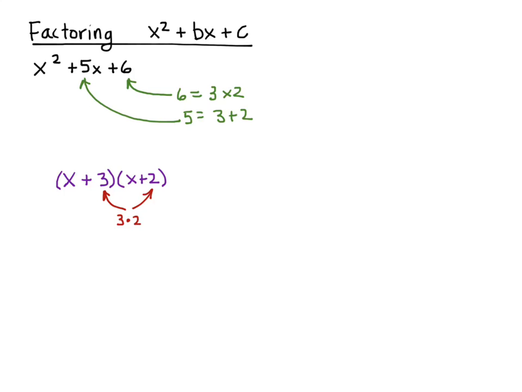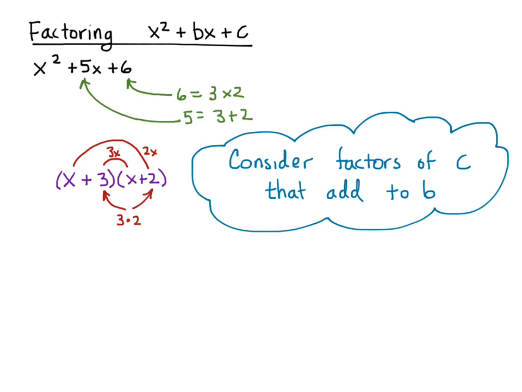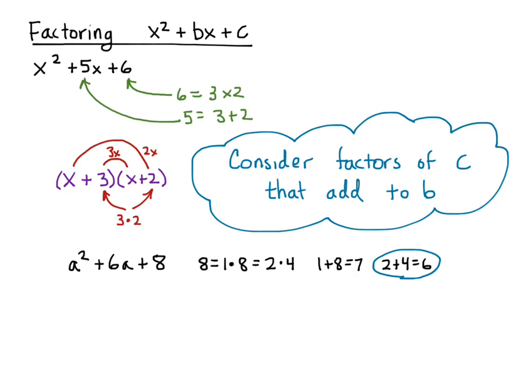Okay, so if you went back and FOILed that, you would see that you get a 3x from the inside, you get a 2x from the outside, and that's what gives you your 5x. So here's the product, and there's the sum. So that's the whole thing, is looking at factors of c that add up to b. So here's another one, a squared plus 6a plus 8. So we look at the factors of 8, and we have 8 times 1, 2 times 4, 8 plus 1 equals 7, but we want 2 plus 4 equals 6.